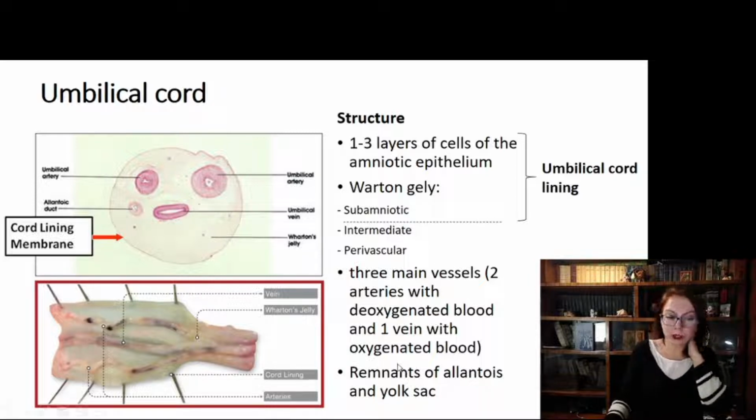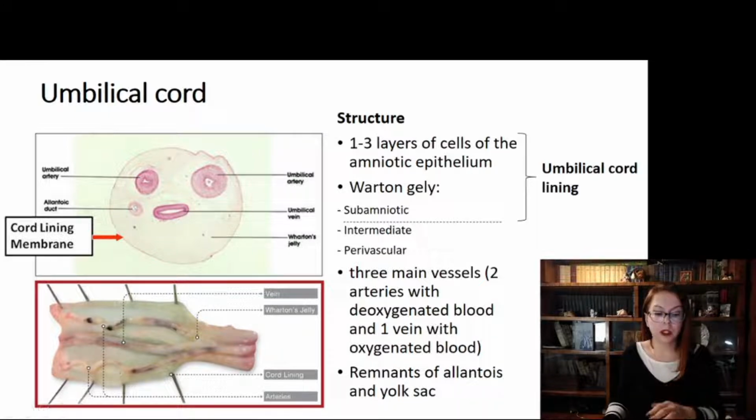Then, what else? Here the specimen is given, and we can see macroscopically the umbilical cord lining and vessels present inside the umbilical cord. So, here the 2 arteries, and in the center 1 vein.